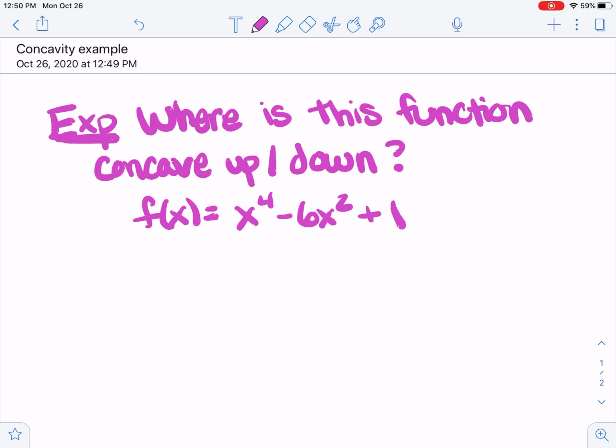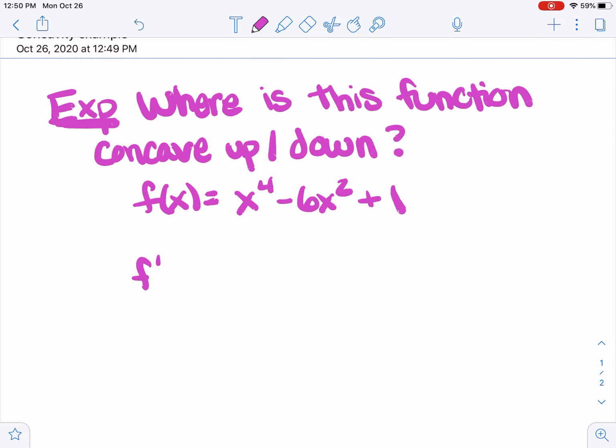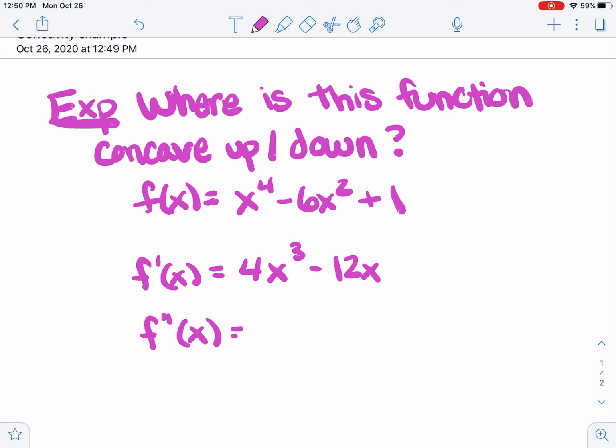We want to know where this function is concave up and where it's concave down. Concavity is related to the second derivative, so we need to start by taking two derivatives of this function. It's just the power rule, fortunately. That's nice. And the second derivative, we've got 12x squared minus 12, which factors to 12 times x squared minus 1.